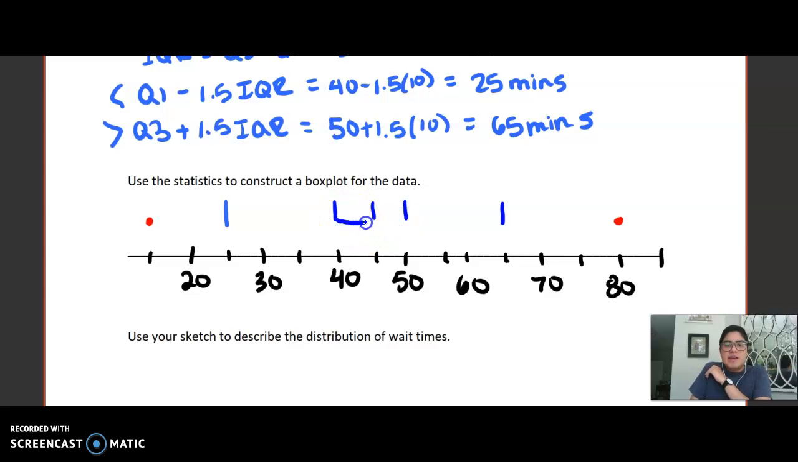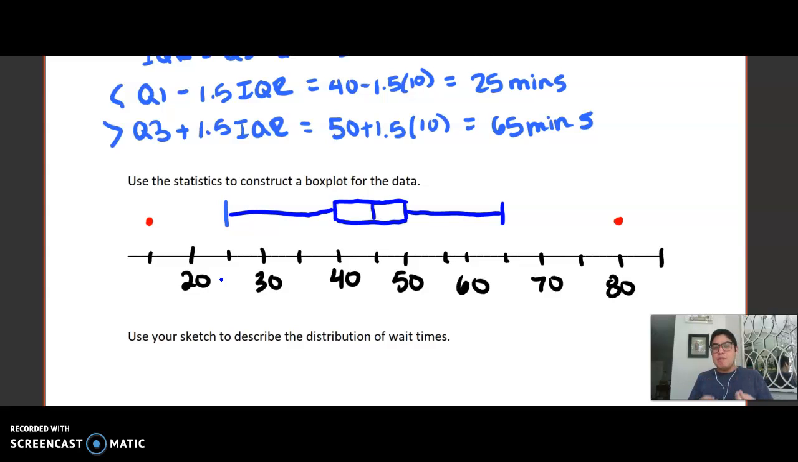So I'm going to connect my lines here because this is my IQR. That's my box. And then I'm going to connect my whiskers. So my box plot looks kind of like that. And again, we could argue it's skewed left, skewed right, depending on which outlier has more pull on the data set. But notice that 80 is 15 above 65 and 15 is only 10 below 25. So maybe the upper outlier might have more pull on the data.